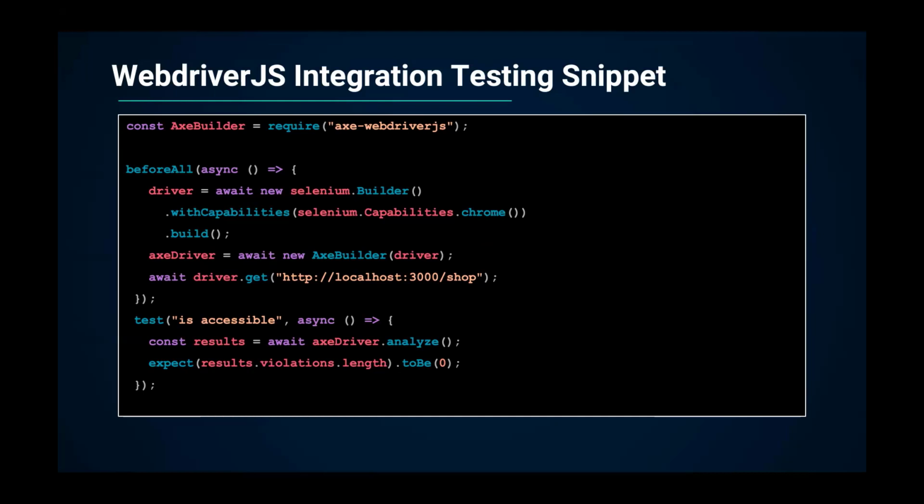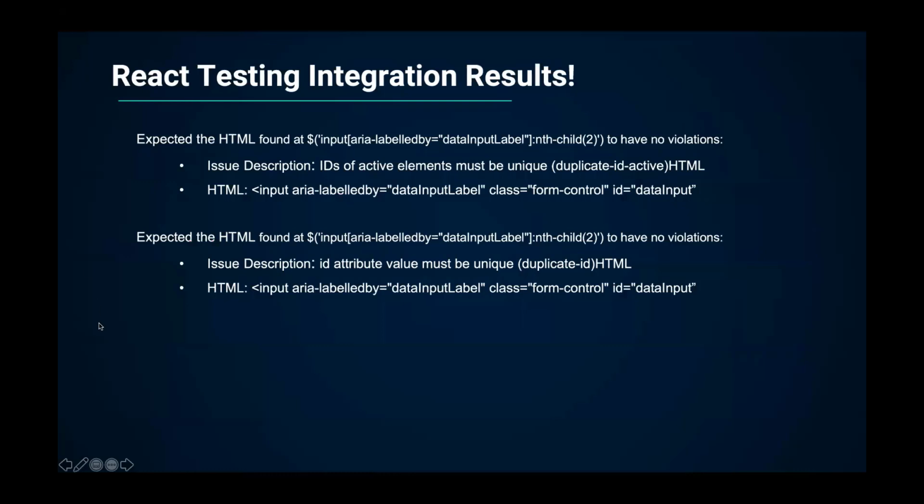And in this case here, I would expect the results.violations.length to be 0 again, right? I expect there to be no issues. Now, let's take a look at what the actual results are. Whoa. So wait a minute, I just tested my component. It should have no issues, right? Well, why do I have 2 accessibility issues specifically for that component on the page?